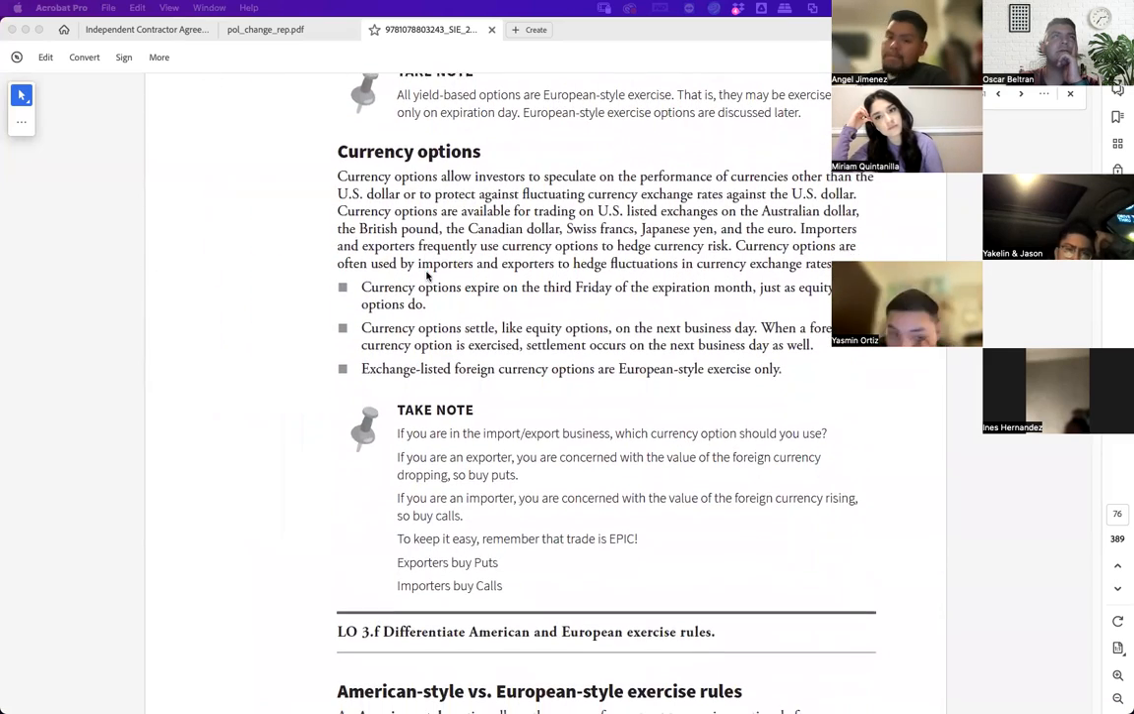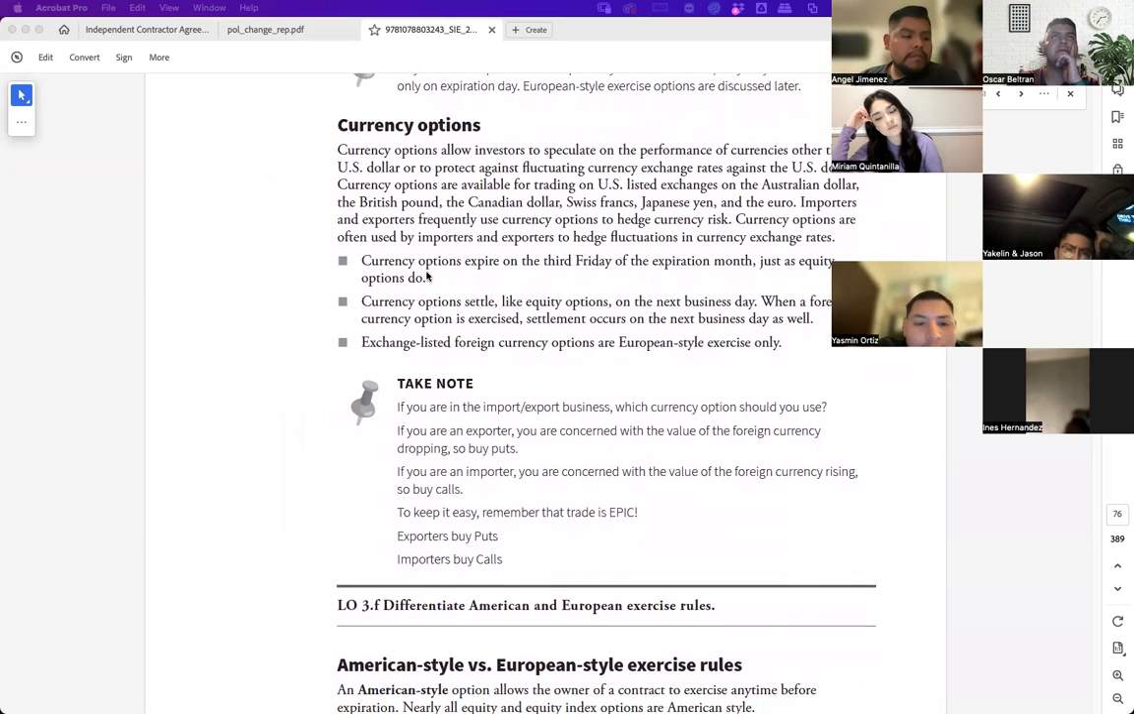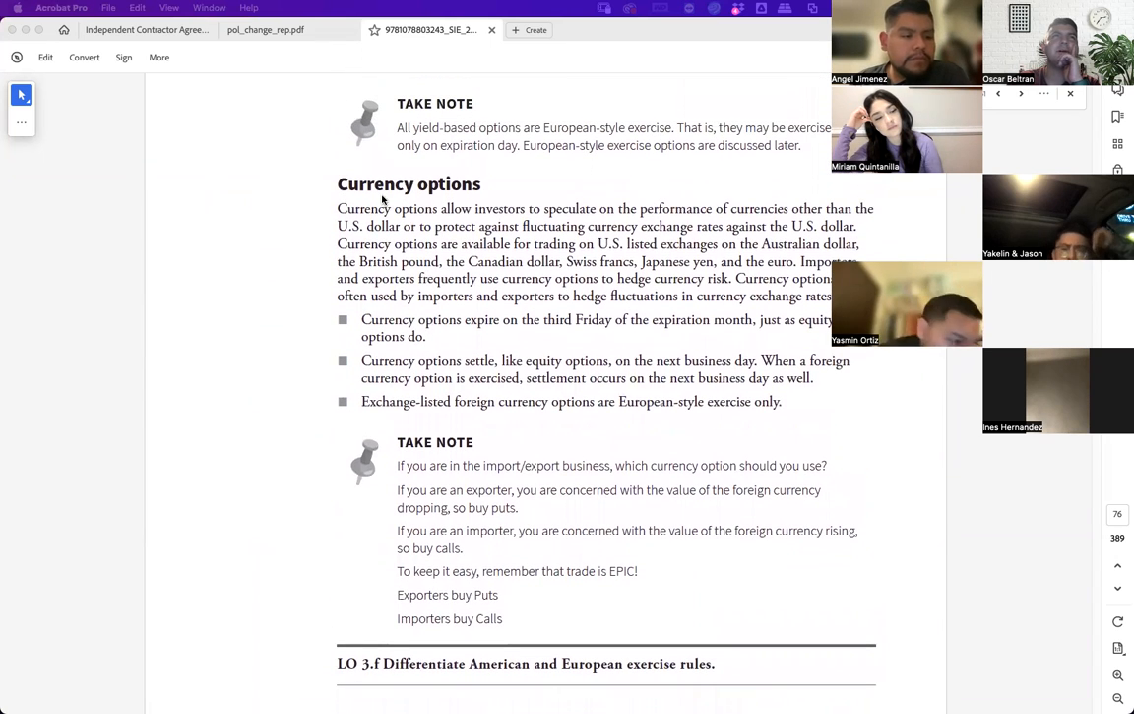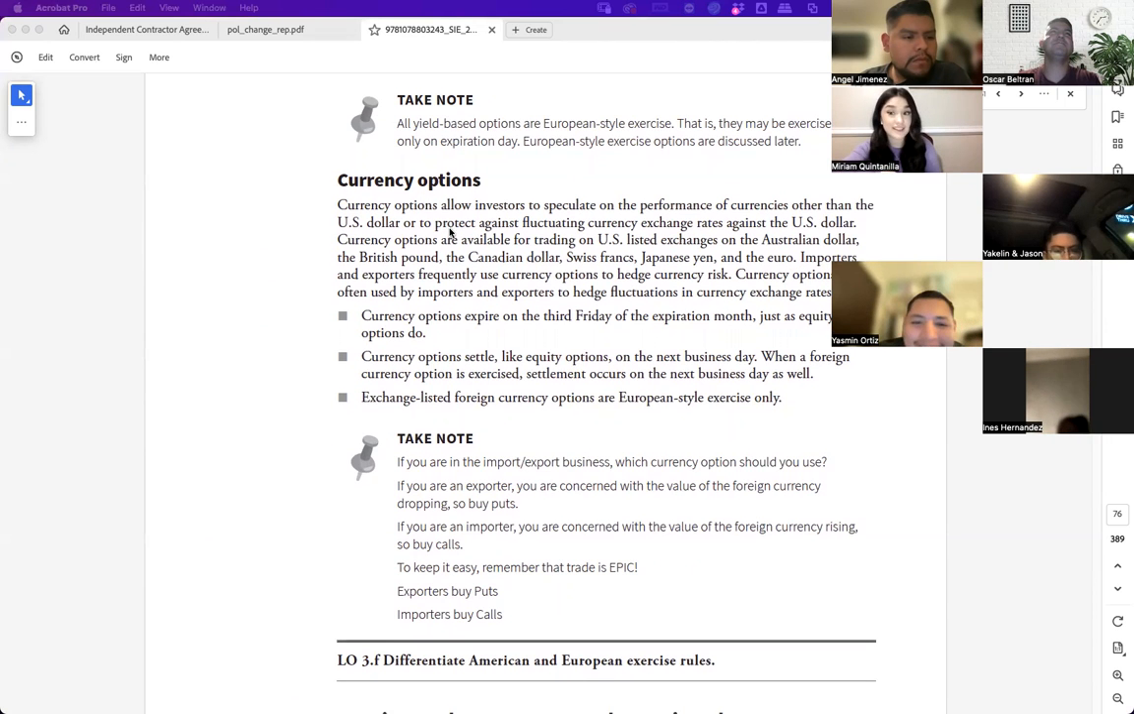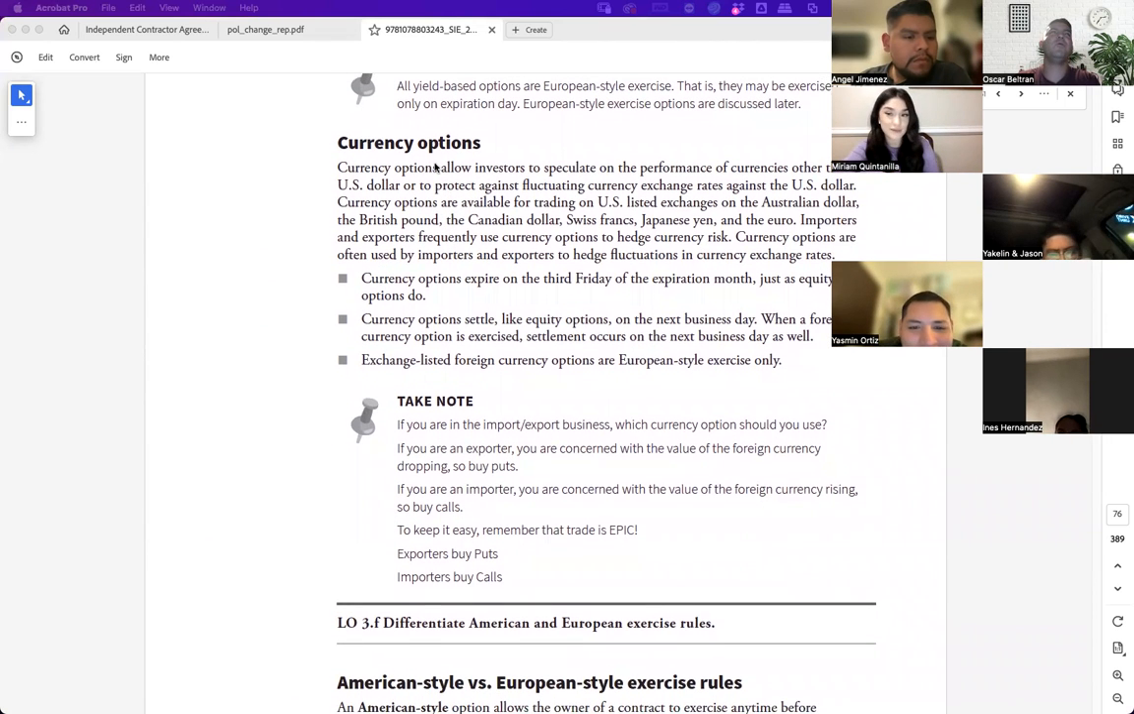Currency options. So right here is going to be your what? Your Forex. Currency options. Now, currency options have to do with the price difference between the dollar versus the yen and that kind of stuff.